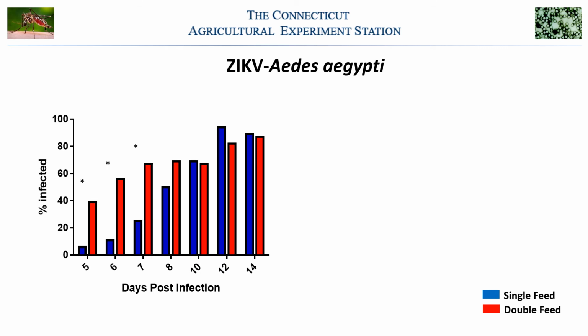We then did a time course. This is days post-infection, so the initial blood meal, and then we held them for 4 days, and then we assayed them at 5, 6, 7, 8, 9, 10, 12, and 14 days post-infection to see what was happening. What we noticed is that really early on, after that second blood meal, we see a huge increase in the amount of virus that is disseminated in the mosquitoes that were double fed versus the single fed. Ultimately, the single feed does catch up at later time points.